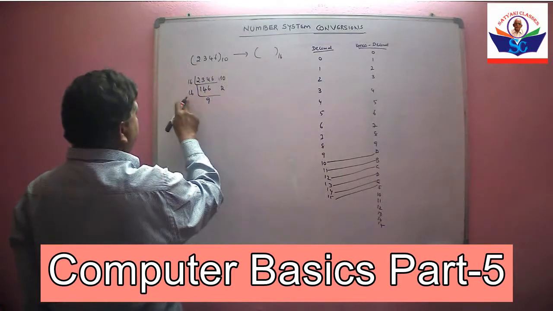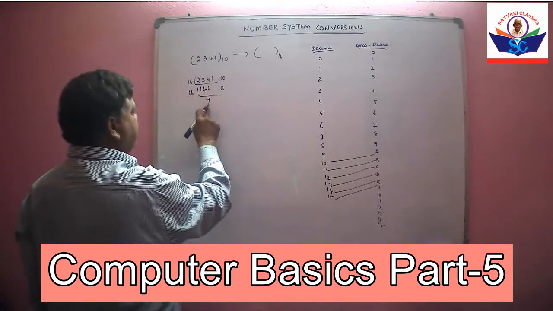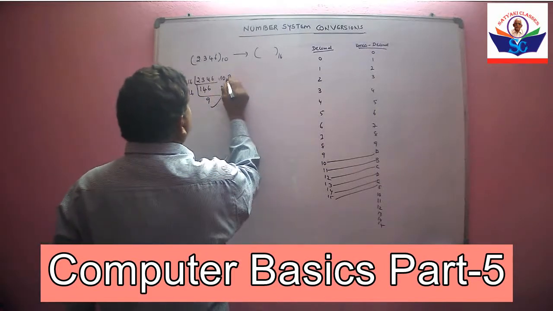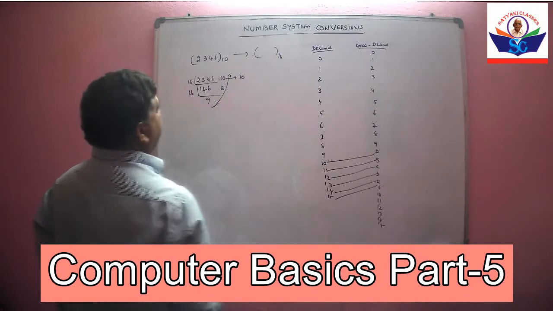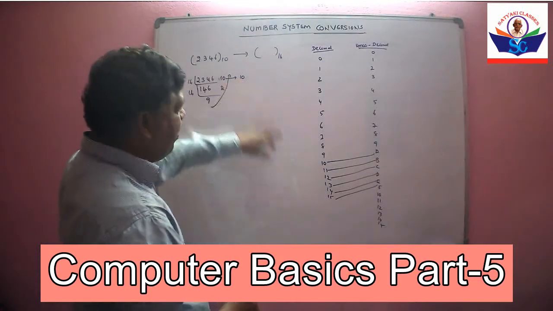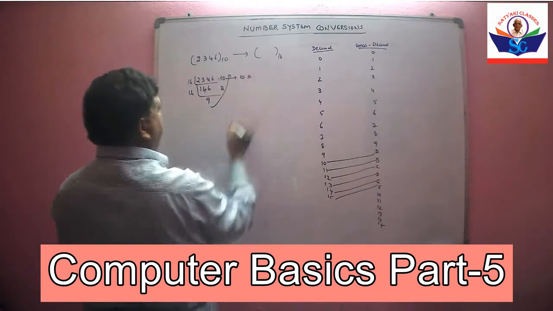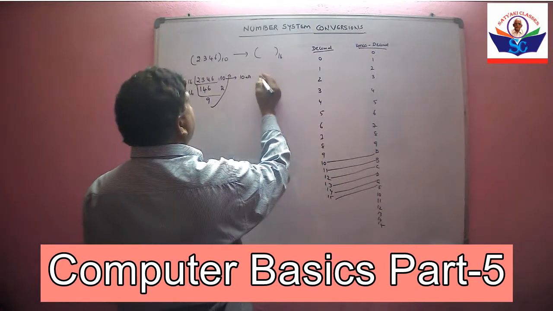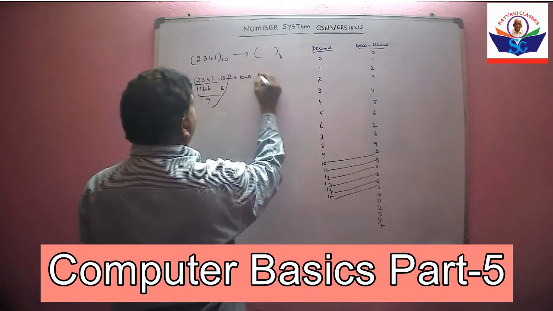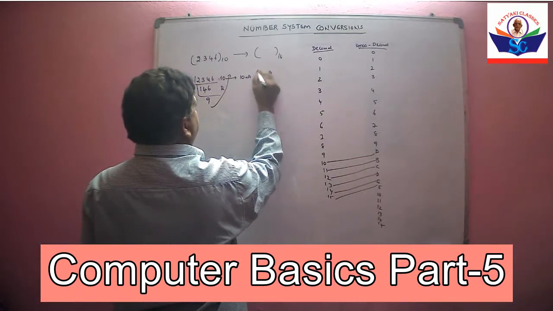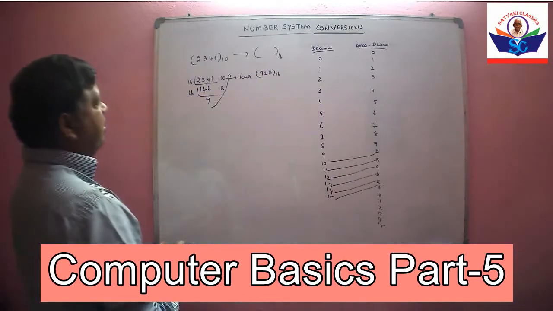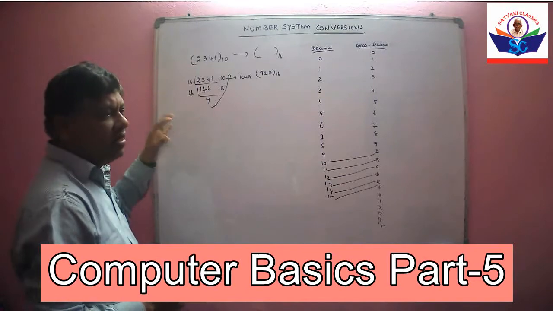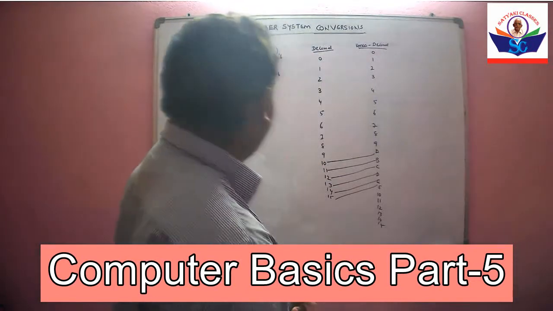Now 9 is less than 16, so it is not possible to divide by 16. So we will write from bottom to top. Now if you observe here, digit 10. What is the equivalent digit in hexadecimal? A in hexadecimal. 10 is equivalent to A in hexadecimal number. So in place of 10 we will write A. 92A is the equivalent number in hexadecimal number. Like this we can convert decimal numbers to hexadecimal numbers.